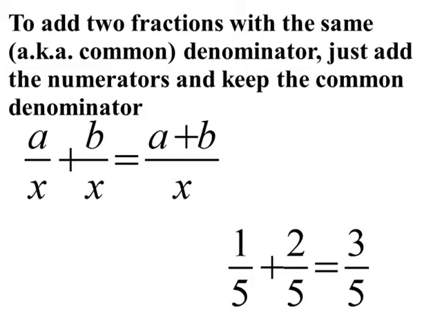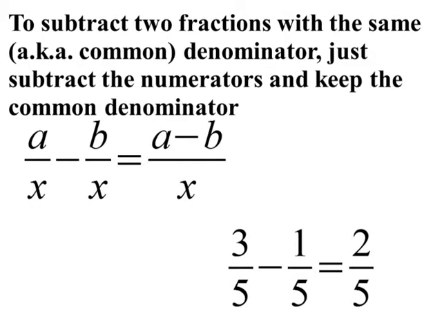Now, if we have to add two fractions and they happen to have the same number on the bottom, a common denominator, all you have to do is add the numerators. So for example, 1/5 plus 2/5 equals 3/5, because 1 plus 2 is 3. We keep the denominator the same. To subtract two fractions with a common denominator, just subtract the numerators and keep the same denominator. So in this case, if we had 3/5 minus 1/5, that would give us 2/5, because 3 minus 1 is 2, and the 5 stays the same.